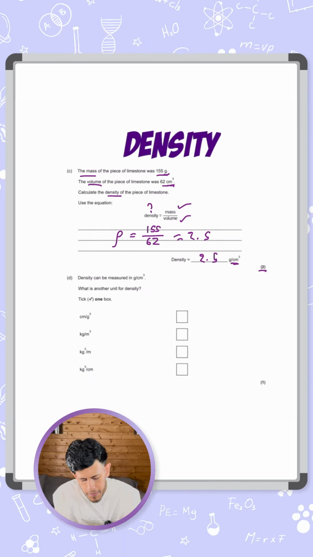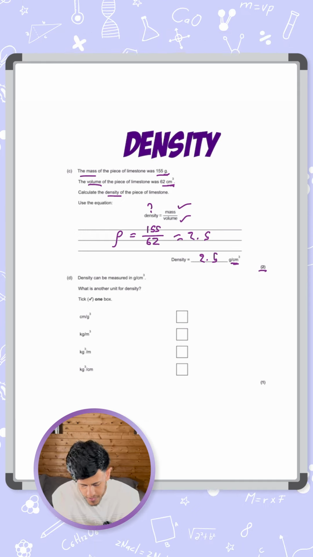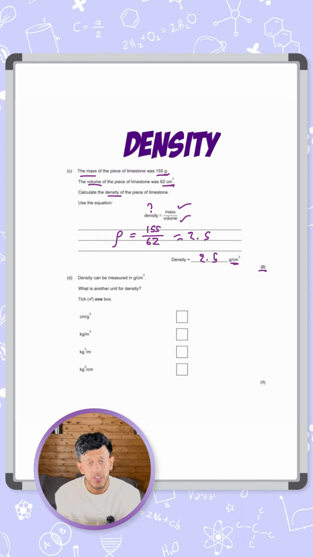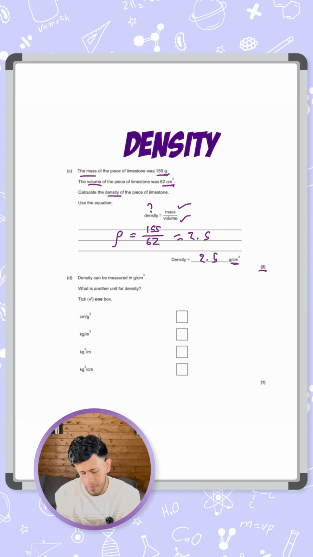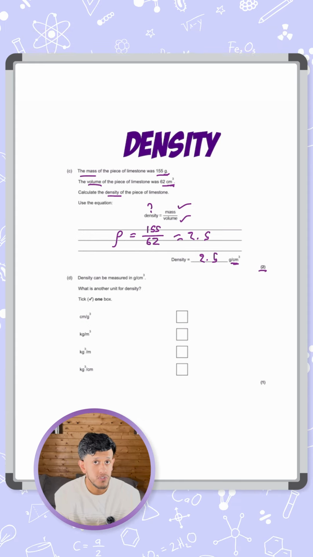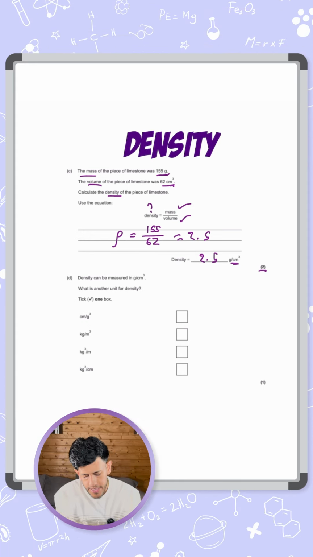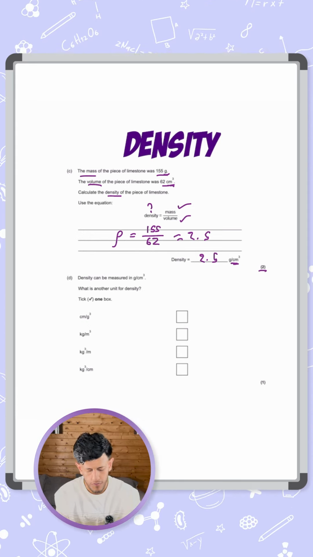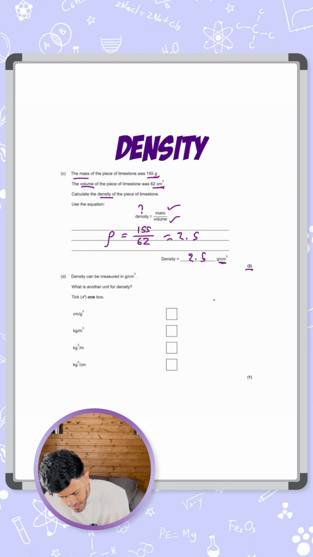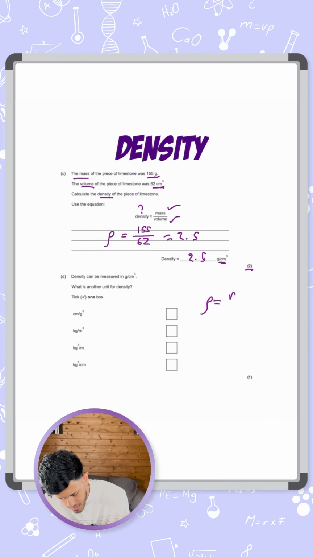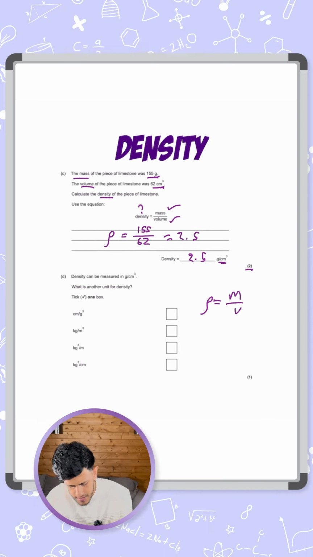Now we go on to the next question. It says density can be measured in grams per centimeters cubed, as obviously we've just seen. What is another unit for density? And it says to tick one of the boxes. So the easy way to do this is to look at what the equation is again. Density is mass over volume. So I'm just going to put that here again. Rho equals m over v in its symbol form.